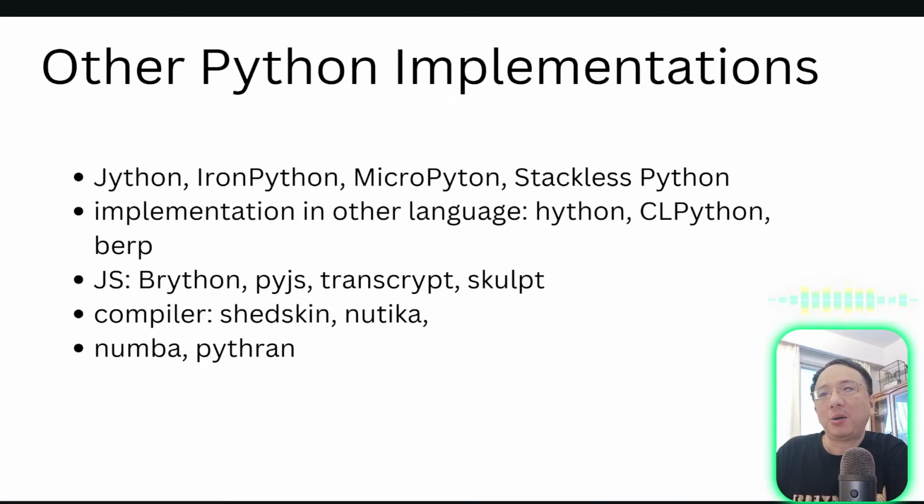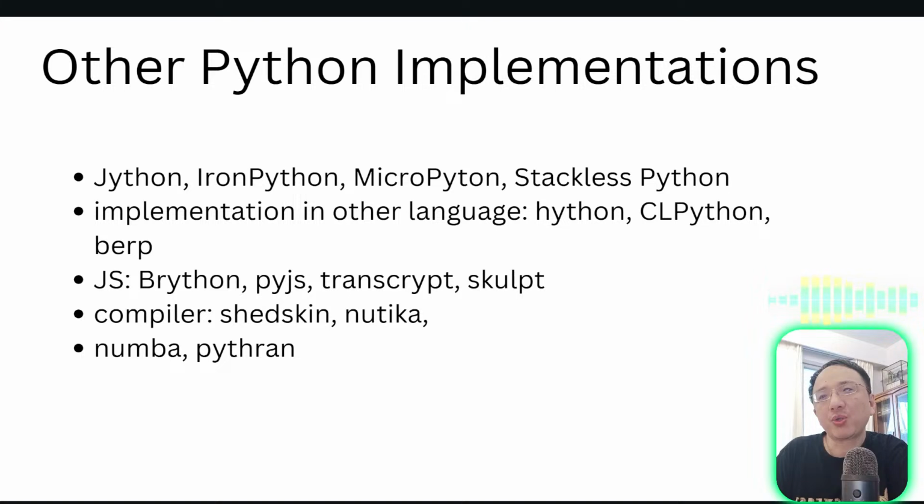Also, there are JavaScript variations of Python, like Brython, which we kind of talked about last week, and Skulpt. They are all kind of Python dialects that you can run in a browser. More than that, there are also PyJS and Transcrypt. They are more focused on different purposes, but they are all considered a JavaScript implementation of Python.